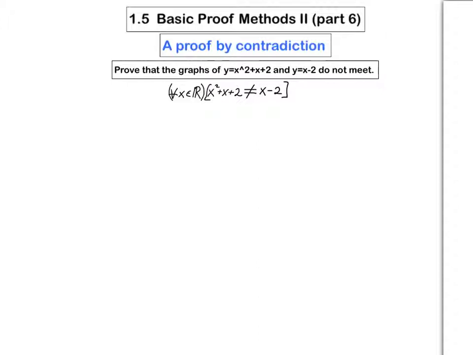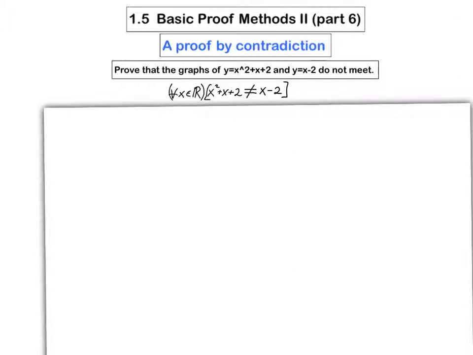And so you might think to use method of contradiction. So the method of contradiction says, suppose this doesn't happen. Suppose it's not the case that for every x, this is not equal to this. And then you try to get a contradiction. So the negation of this is what? The negation is there exists an x such that x squared plus x plus 2 is equal to x minus 2. So we would begin by saying, suppose there exists a real number x such that this thing is equal to this thing. And then you would manipulate a little bit to see if you could get a contradiction from that.